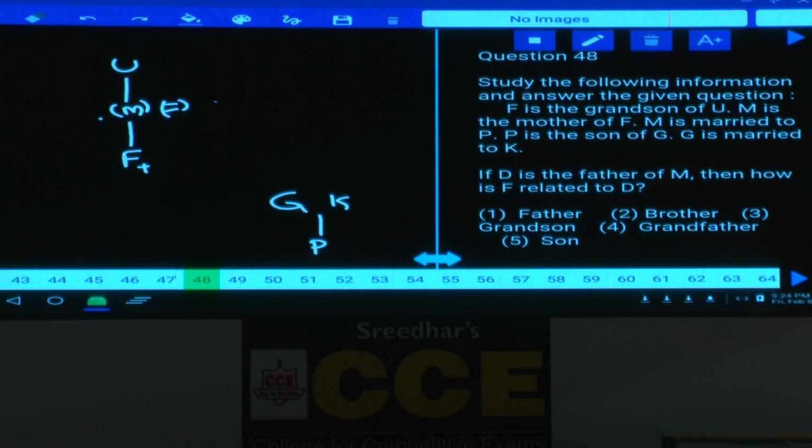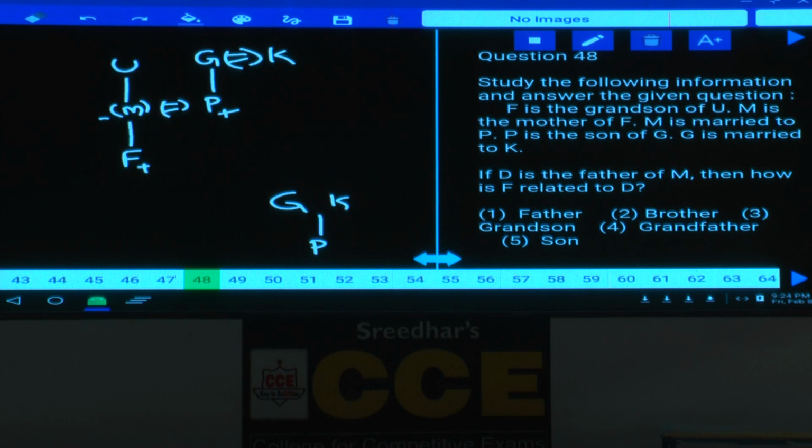Now, M is the mother of F. M is married to P. Now, P is a male, P is the father of F, and P is the son of G. This P is the son of G, and G is married to whom? G is married to K. G and K are a married couple.